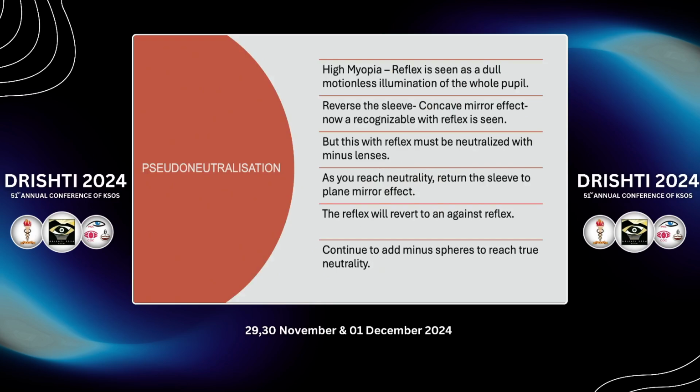Now, pseudo-neutralization is described in some books. You can see this, like in higher myopic errors. So you see it is a dull, motionless illumination of the whole pupil. So what you do is use the concave mirror. That is, you put the sleeve up, so you have a concave mirror effect, and now you'll see a with reflex. But this with reflex has to be neutralized with minus lenses.